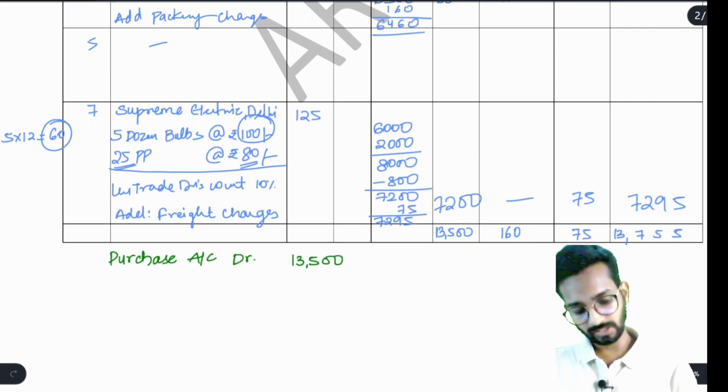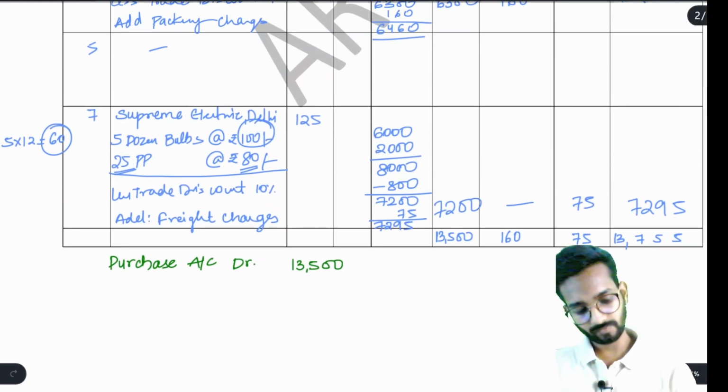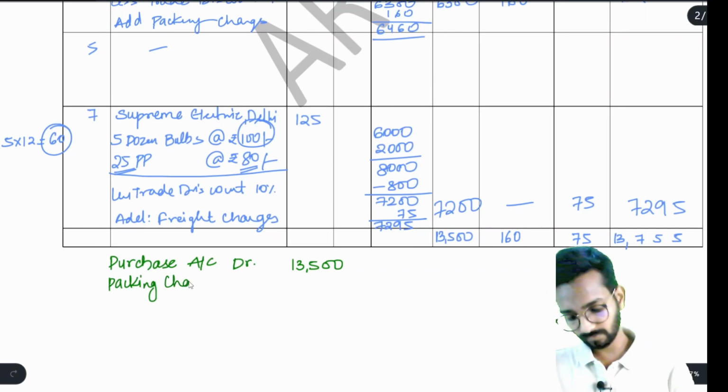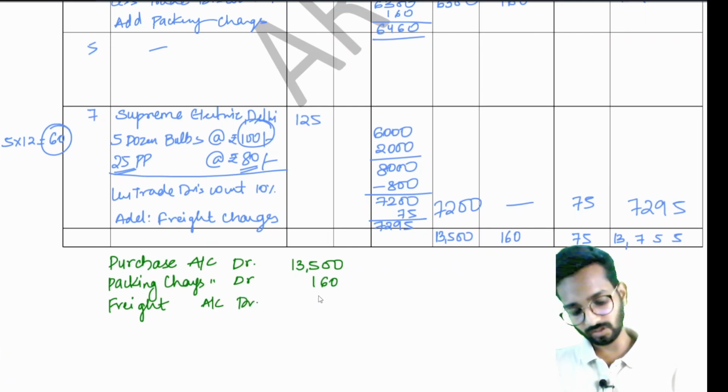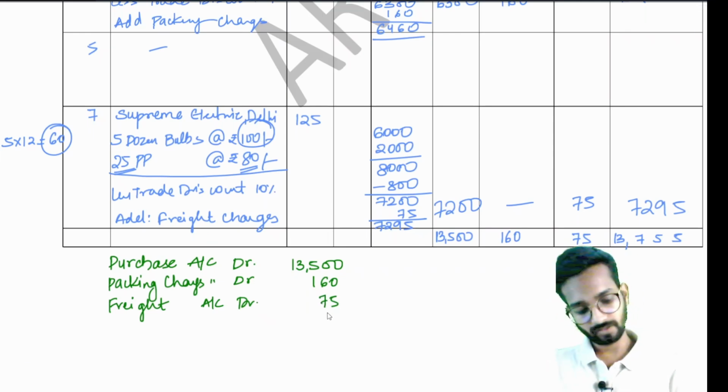Now the next part is what were the expenses? Packing and freight. So we'll write here packing charges, account debit 160 and freight account debit. Sir, why we are debiting packing and freight? Because these both are our expenses and expenses are debited. Now these three we have already debited.